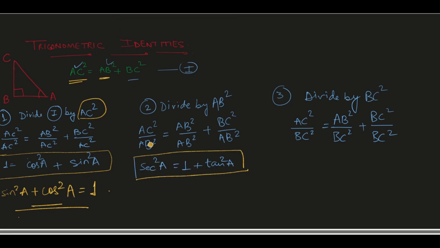Okay. So here we get our next equation. Better to say next trigonometric identity, which is sec square A is equal to 1 plus tan square A. Now it's time for the third one. AC square by BC square. Okay, so this gets cancelled. So let me write 1 here. And AC square by BC square.